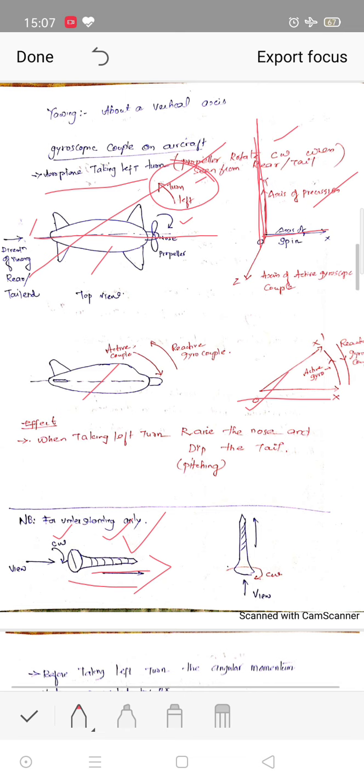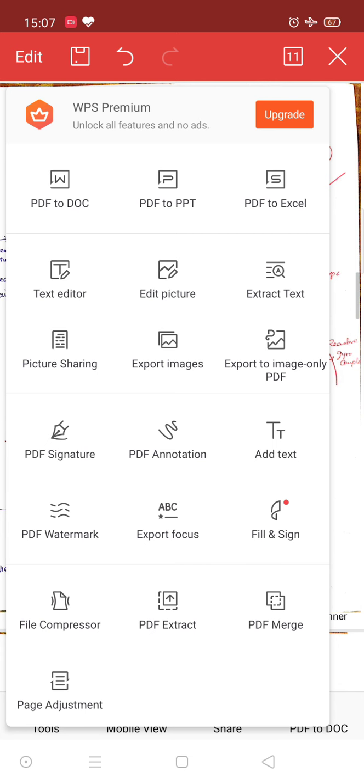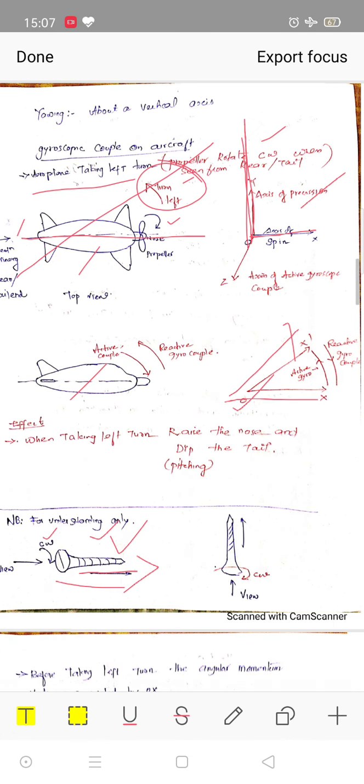Then the aircraft is turning left. So again OX dash will be like this, and XX dash will be the active gyroscopic couple, and the reverse, X dash X, will be the reactive gyroscopic couple. So we need to determine the direction of the active gyroscopic couple and the reactive gyroscopic couple. For that, we are taking the active gyroscopic couple first.